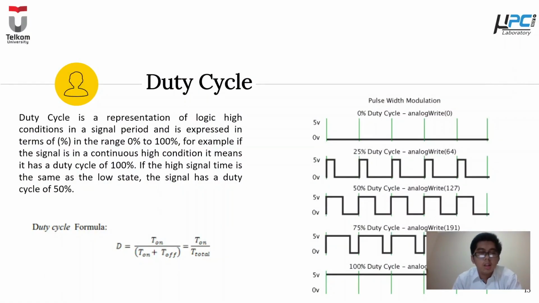Next one is duty cycle. Duty cycle is a representation of the logic high condition in a signal period and is expressed as a percentage in the range of 0% to 100%. For example, if the signal is in a continuous high condition, it has a duty cycle of 100%. If the high signal time is the same as the low state, the signal has a duty cycle of 50%. This is the duty cycle formula. This is the process of duty cycle.